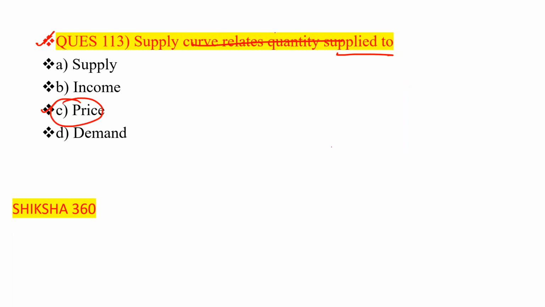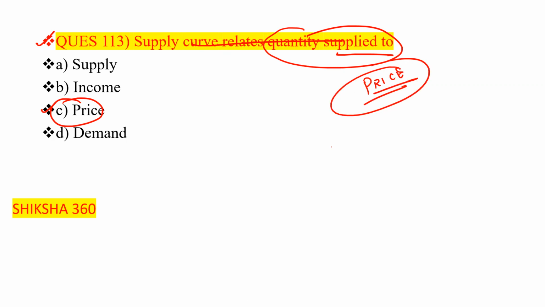The supply curve basically relates quantity supplied with respect to the price. Quantity supplied basically relates to the price. So option C is the correct answer. Please remember these things properly. Now move to the next question.